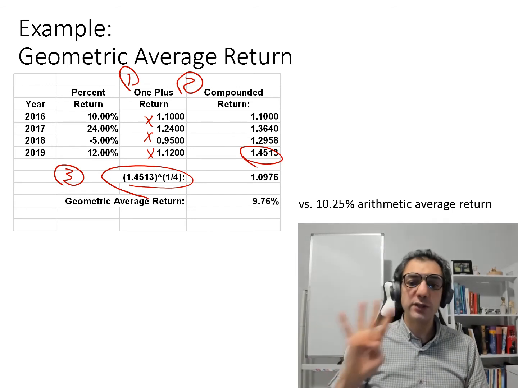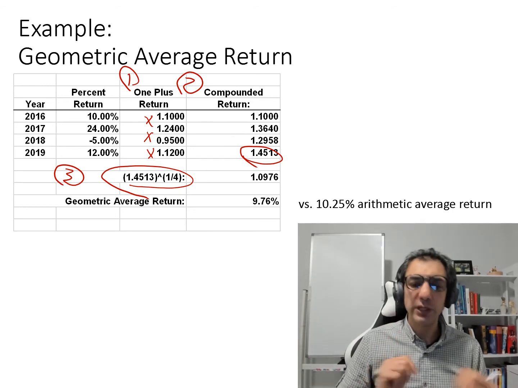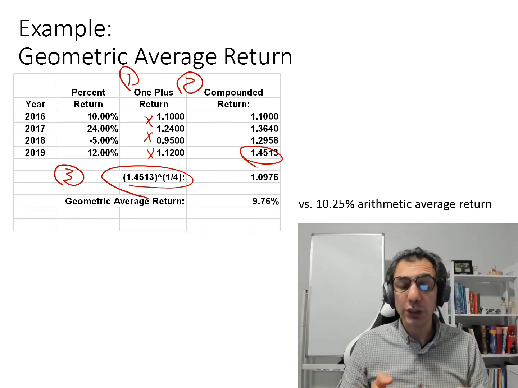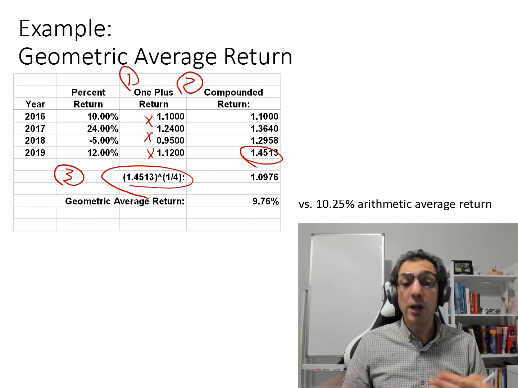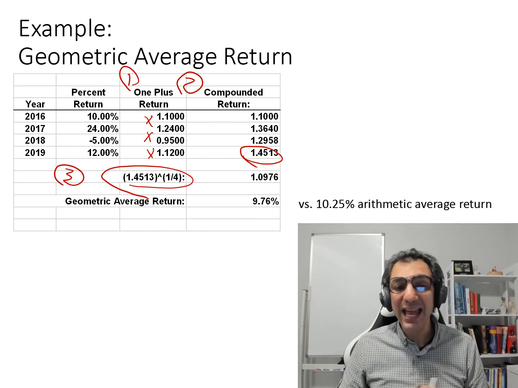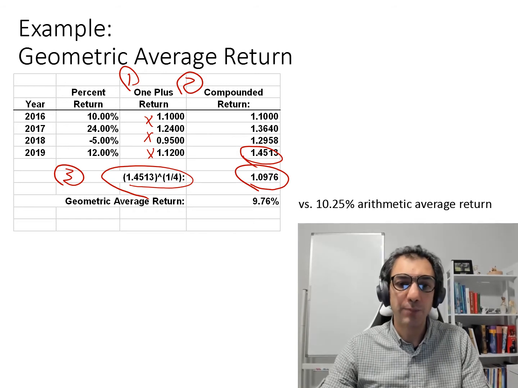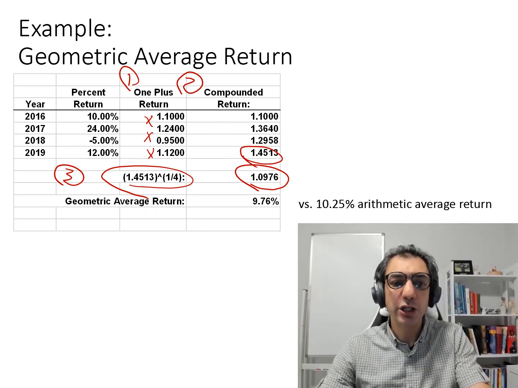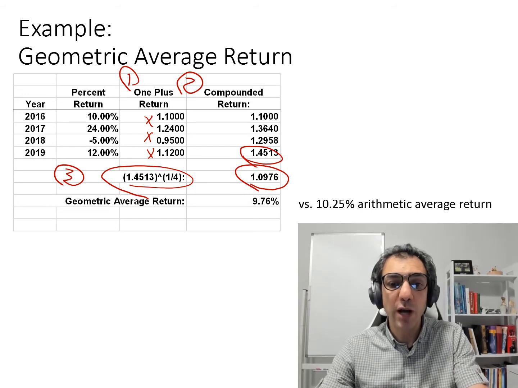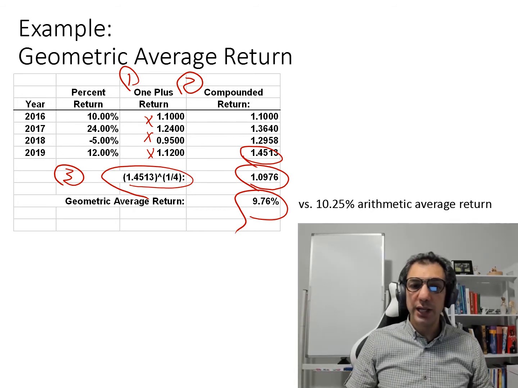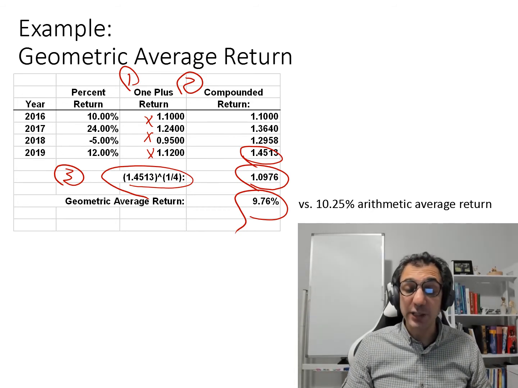Why the fourth root? Because for 2 periods, that's a square root. If it's 3 periods, that's a third root. So you need to find it based on the number of years. So it should be 1 over n, that's 1 over 4 in this case, and you will find the compound return. Then, if you subtract 1 from your number, you will find the geometric average return, which in this case is 9.76%.